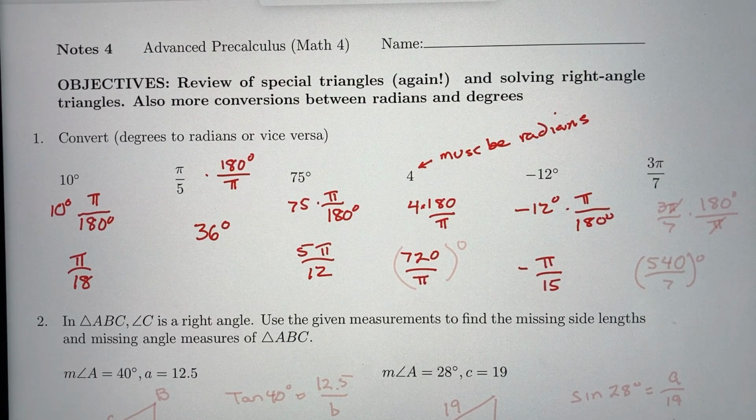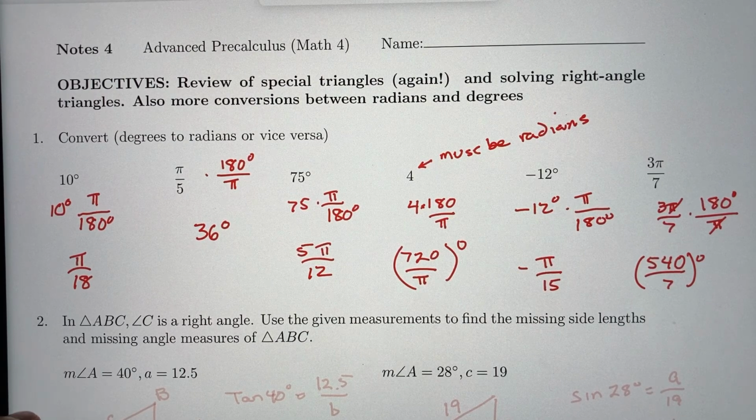3 pi over 7, small cute fact, 180 is divisible by every number from 1 to 10 except 7. So because 7 doesn't cancel, you're going to end up with just 3 times 180 on the top. And one thing to notice, I wasn't being very good at 4 radians. Technically, again, it's radians unless you put the degrees sign in, so make sure you put the degrees sign.